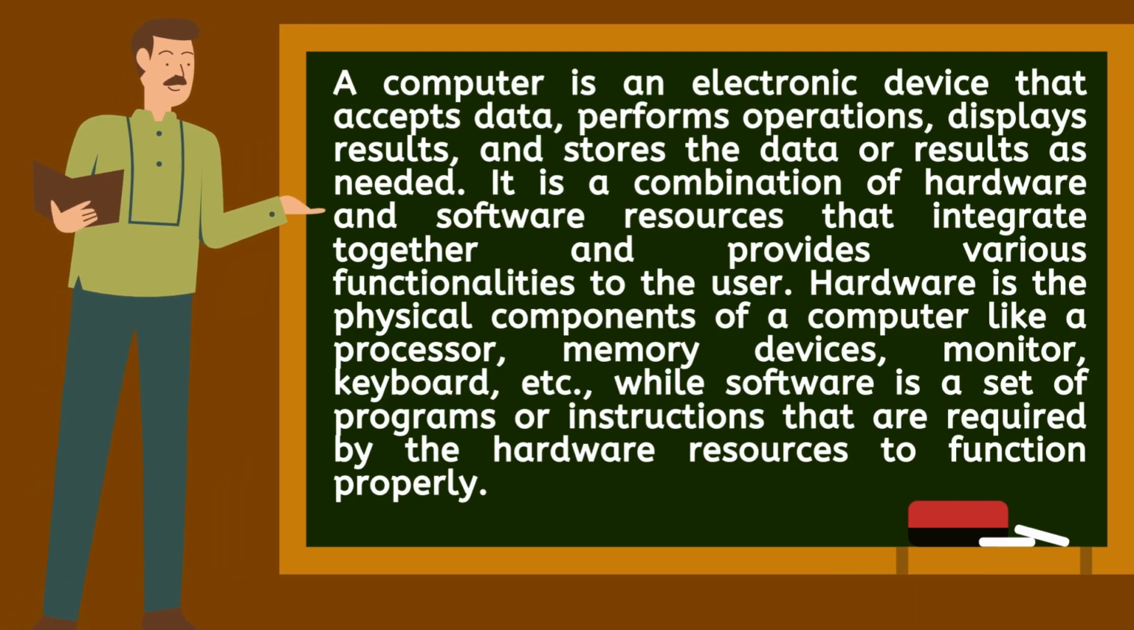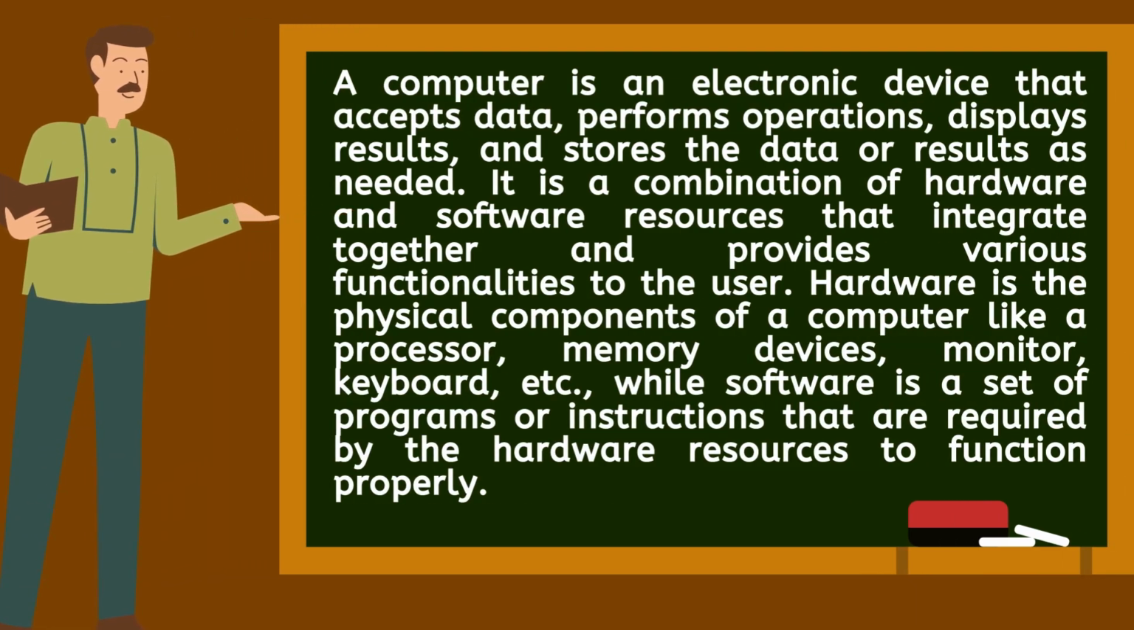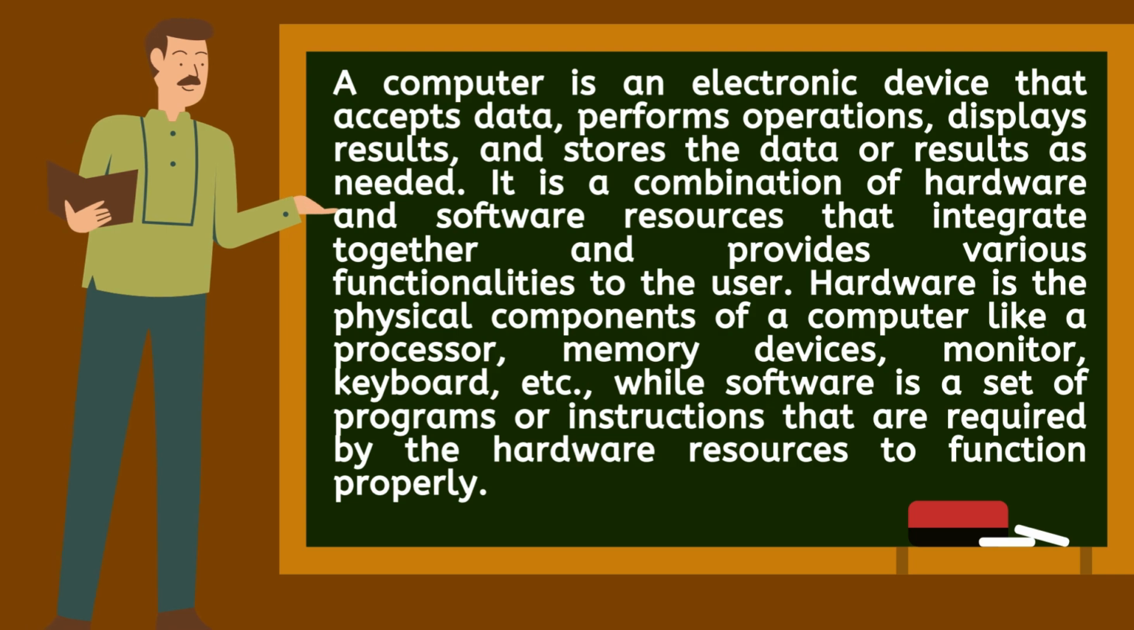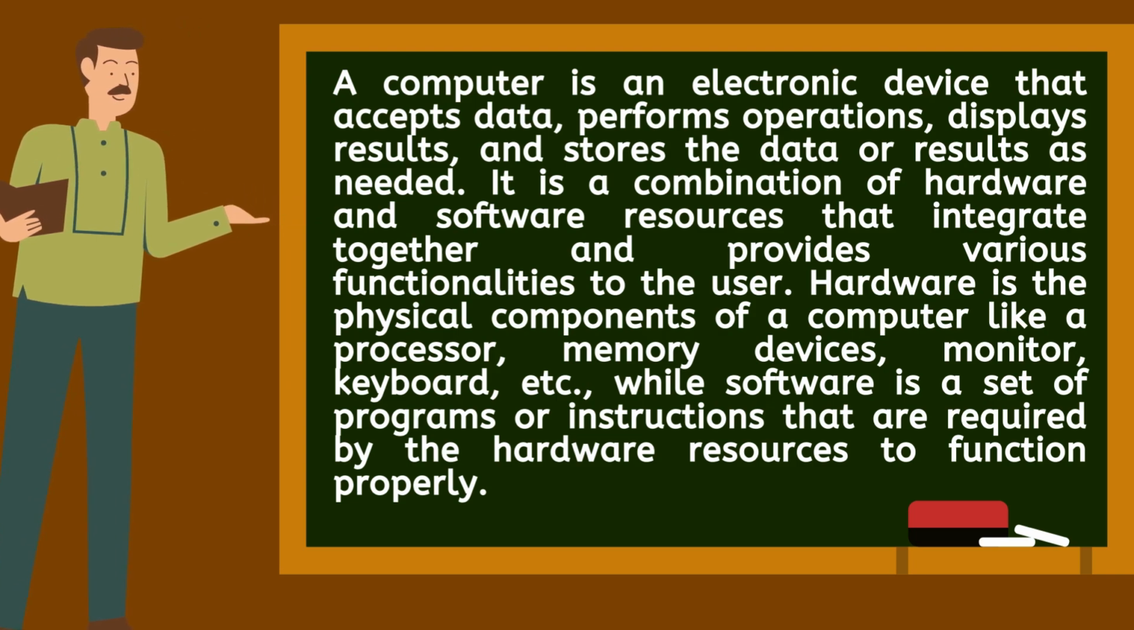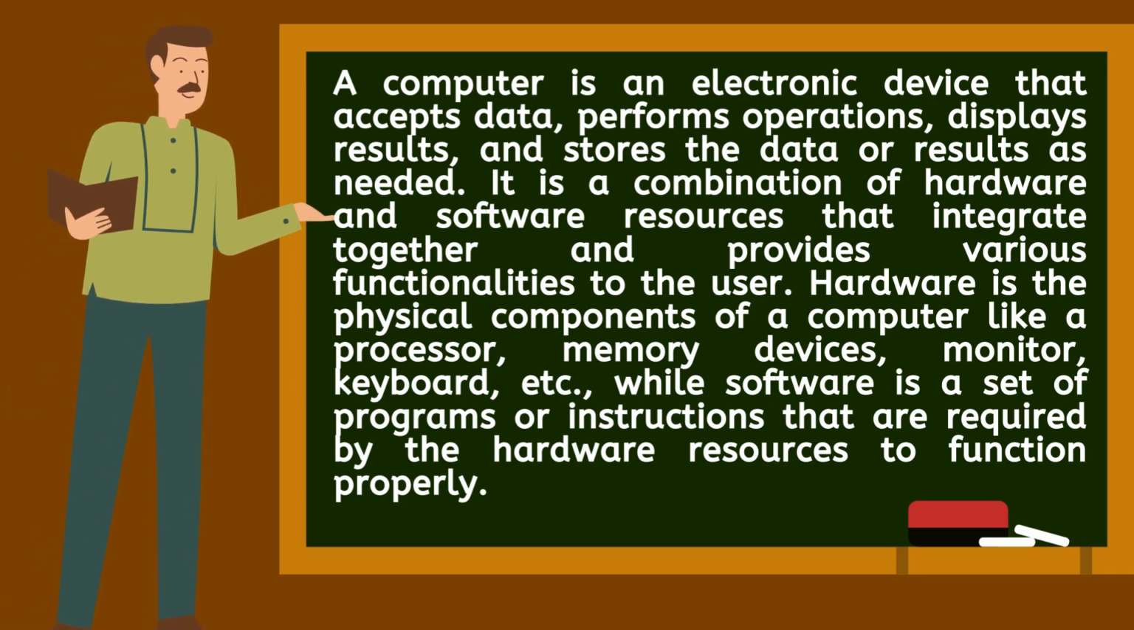A computer is an electronic device that accepts data, performs operations, displays results, and stores the data or results as needed. It is a combination of hardware and software resources that integrate together and provides various functionalities to the user. Hardware is the physical components of a computer like a processor, memory devices, monitor, keyboard, etc., while software is a set of programs or instructions that are required by the hardware resources to function properly.